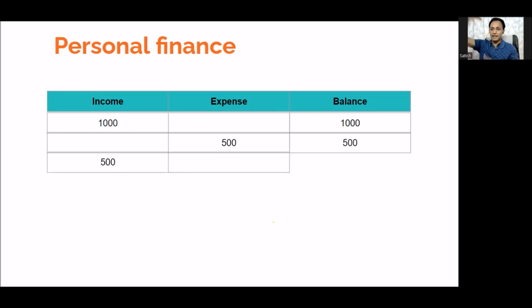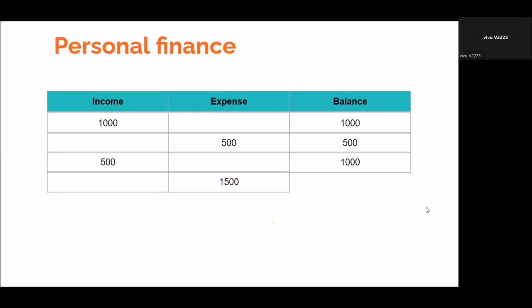Now I'm getting another 500 rupees. So you will have 1,000 rupees. It will get added. So I will have 1,000 rupees, right? Now I am spending 1,500 rupees. That is negative 500.